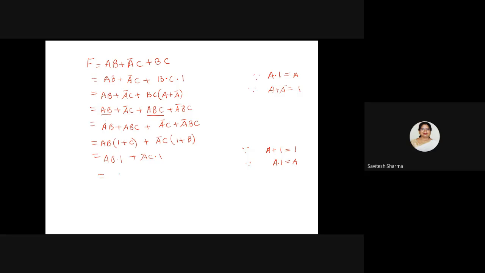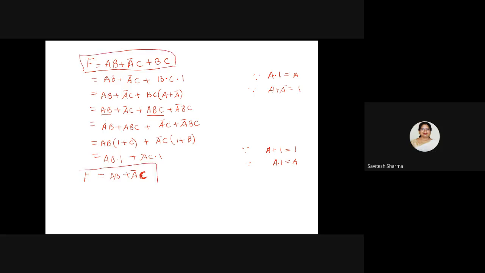Identity law, idempotent law, complement law, whatever I am writing here, you please write it. And then the last step is AB plus A complement C. So this is the final expression, you see it is in a simplified form, and you identify that we started from here, and you now compare the original expression and the final expression.